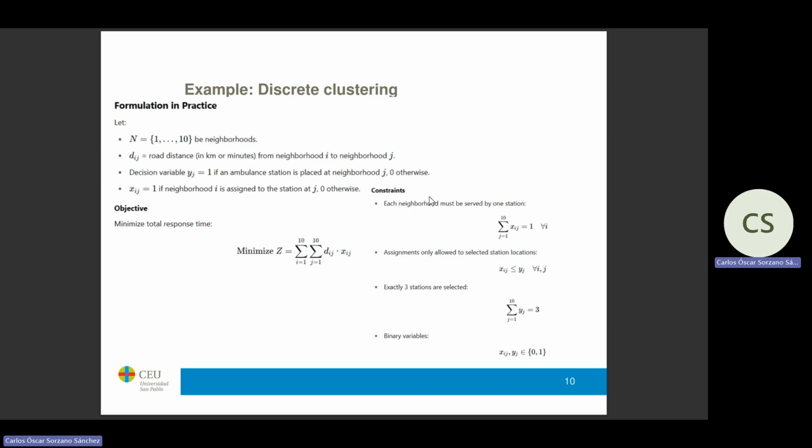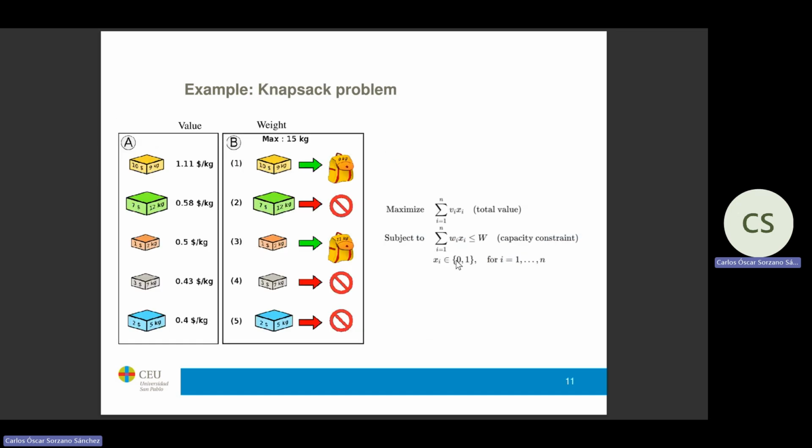And each neighborhood must be served by one station. So the sum of xij has to be 1 if you sum over j, and this has to be true for all neighborhoods. And the assignments are only allowed to select the station location. So xij has to be smaller than or equal to yj. There are exactly 3 stations, so the sum of the yj's has to be 3, and the variables are binary. And again, we will not solve it, but you see that there are problems that are discrete by nature.